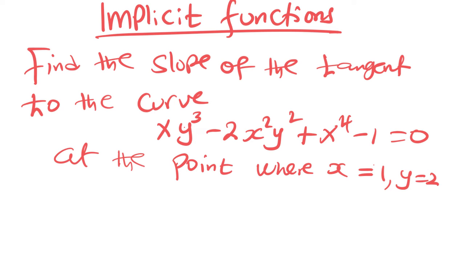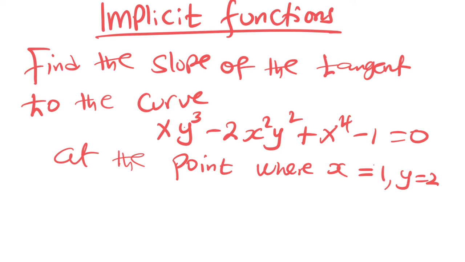Find the slope of the tangent to the curve xy cubed minus 2x squared y squared plus x to the power 4 minus 1 equals 0, at the point where x is equal to 1 and y is equal to 2. So this is a good question involving implicit differentiation. What we do, we take the derivative of the given equation.